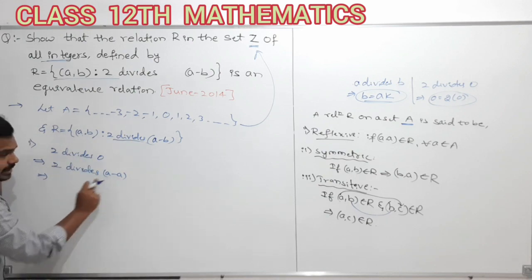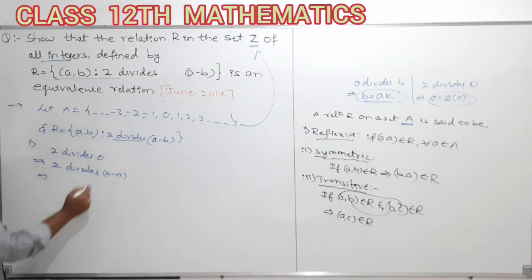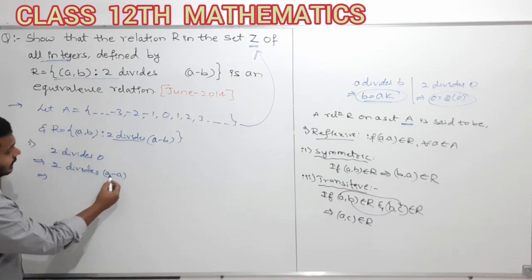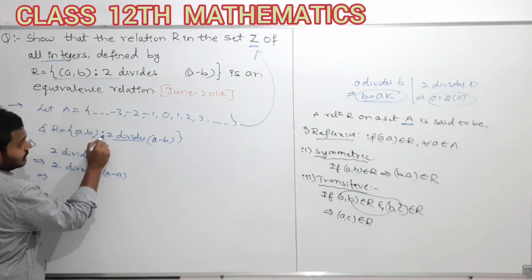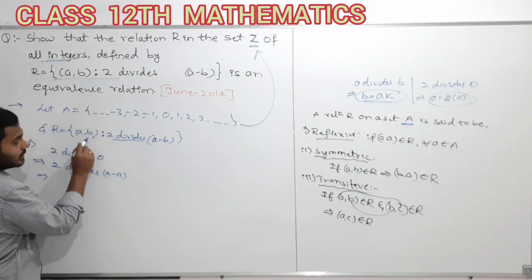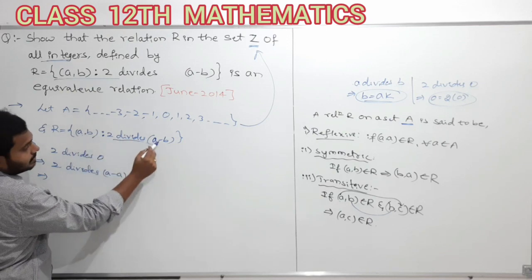2 divides 0. A minus A is also 0. Instead of writing 0, I am writing A minus A. So here, A minus A means the ordered pair A comma B in such a way that in the relation R, the elements satisfy 2 divides A minus B.